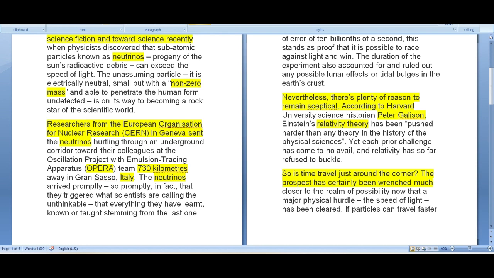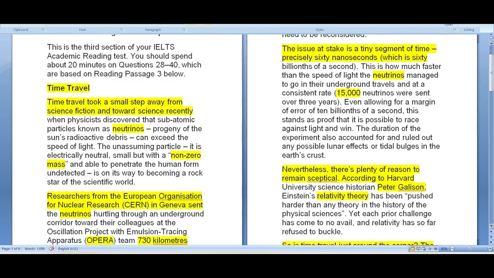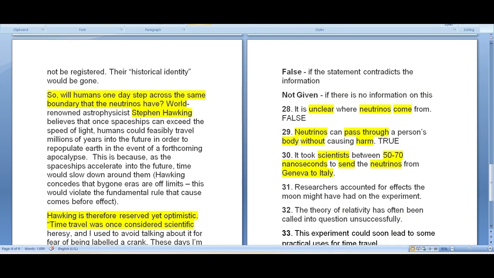I just want to check a little bit this paragraph around here, which says the issue at stake, the problem at stake, is a tiny segment of time, precisely 60 nanoseconds. Exactly is precisely. This is how much faster than the speed of light the neutrinos manage to go. In general, they travel. So it's not talking about Italy. It's not talking about anything. Nothing to confuse us here. So we have an answer. I think we have an answer.